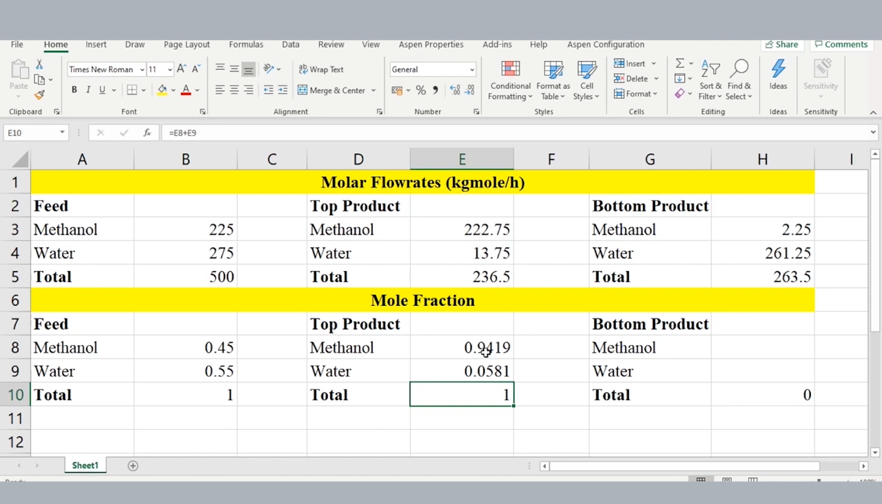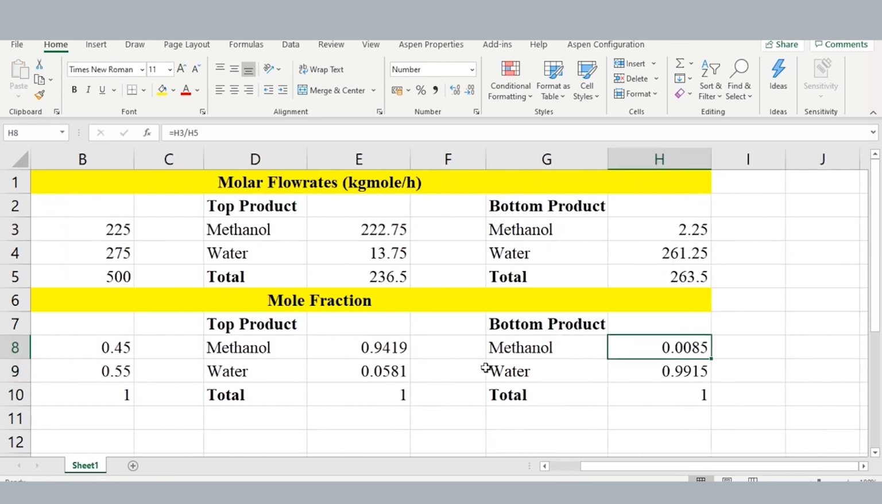It means the purity is 94.19%. So I hope you understand the difference between percentage recovery and percentage purity, that it is 99% recovered, but the percentage purity of the top product is 94.19%. Similarly, I will just copy and paste it over here, and it will take automatic formulas from this side. And as you see, 95% water is recovered, but the mole fraction of water in this stream is 0.99. It means that 99% water is obtained in this stream.